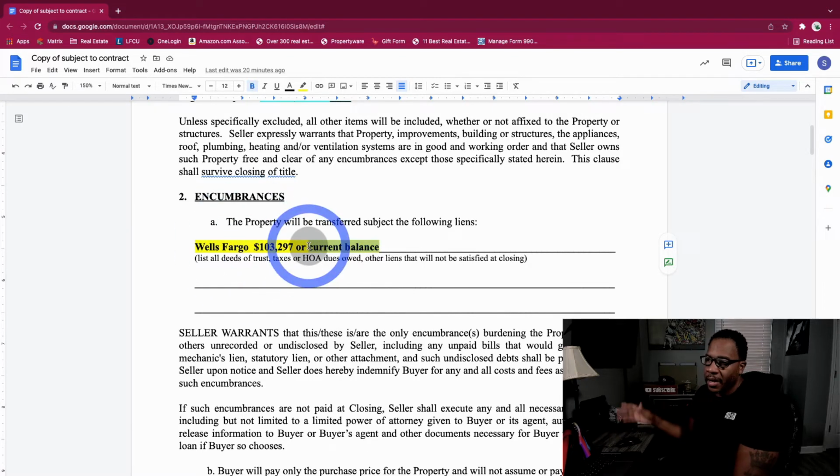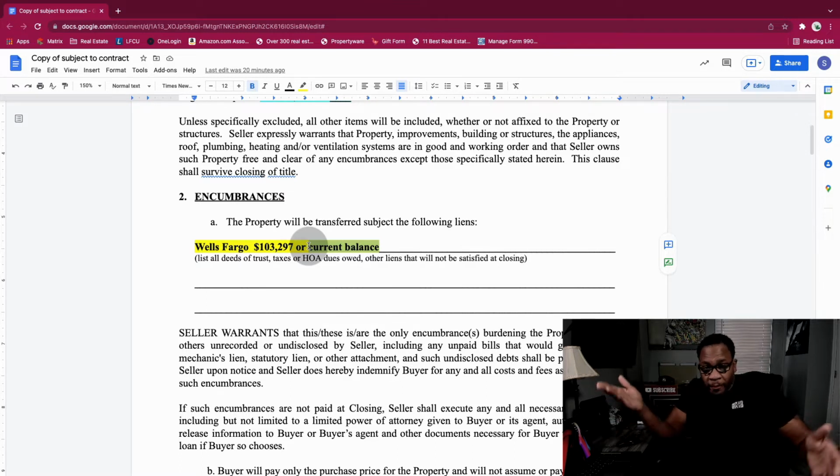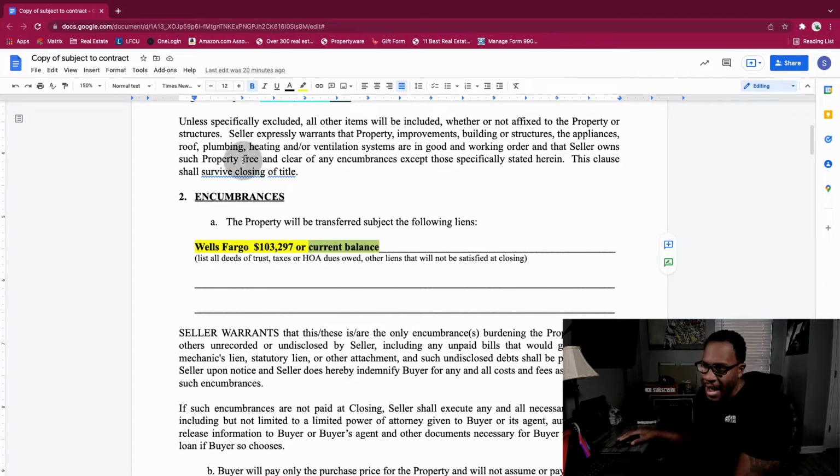Why am I putting that? Because if today is the 2nd and our closing date isn't until the 25th, then that mortgage is going to be either higher because it's accruing interest, or it may be lower after a payment is made by the seller. You might make a payment in the middle of the transaction. Either way, that mortgage is going to be different than what you put on here. So you find out what the current mortgage is and you put "or current balance."